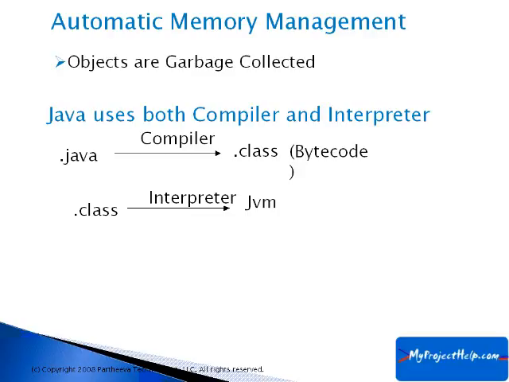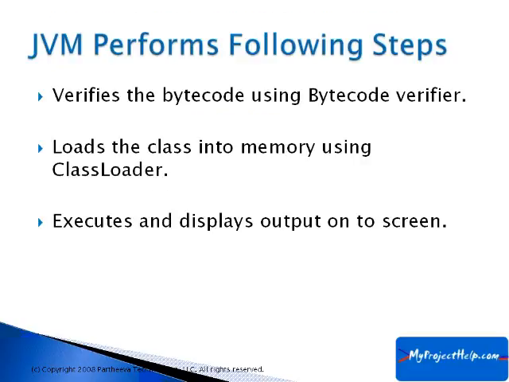So what does the JVM do here? The JVM, Java Virtual Machine, performs the following steps. Initially, it verifies the class file, which is nothing but the bytecode. It has something called a bytecode verifier. The JVM has bytecode verifiers, so with the help of it, it verifies the bytecode. Are there any errors?